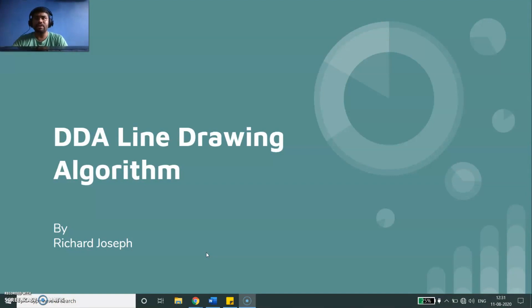In this lecture, we are going to cover the DDA algorithm. What is a DDA algorithm? DDA is a line drawing algorithm. So we are going to understand how to draw a line using the DDA line drawing algorithm.